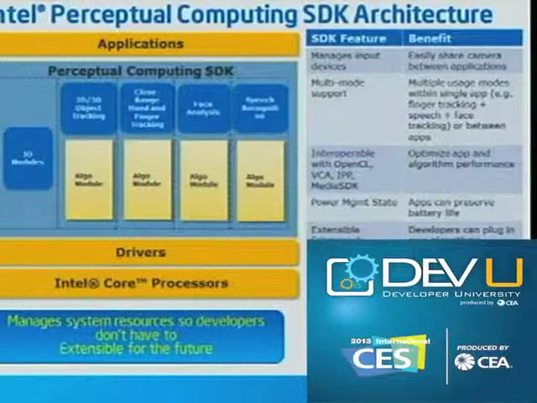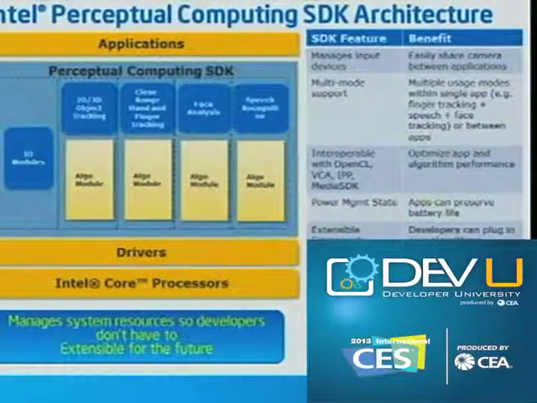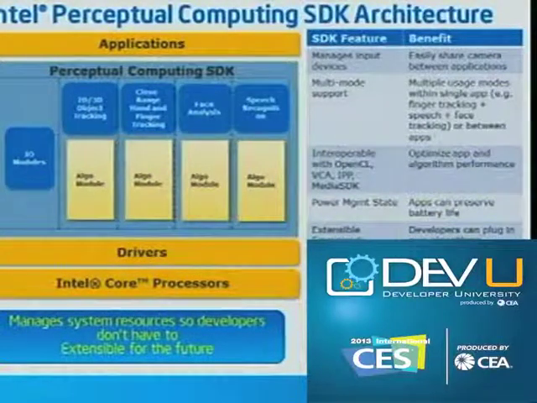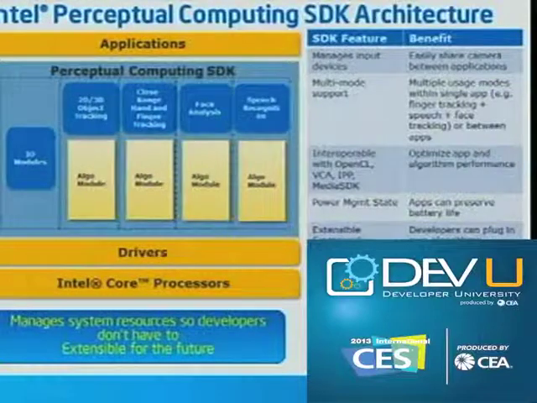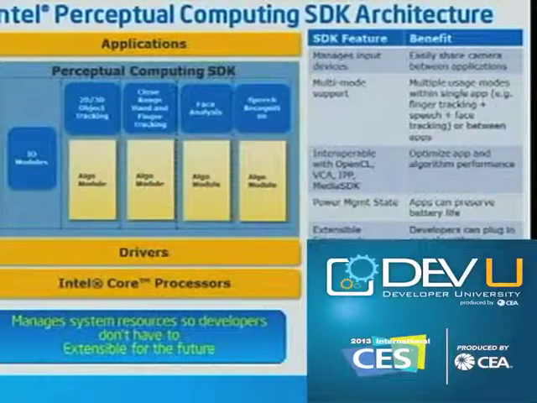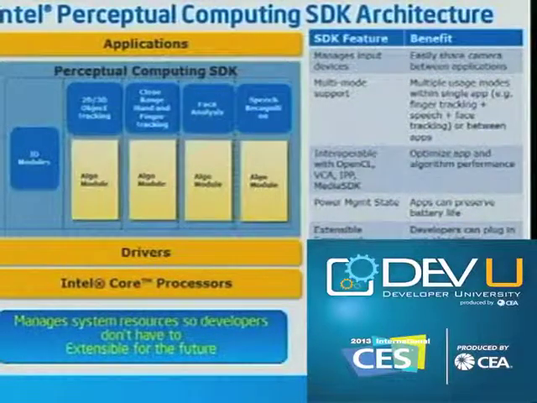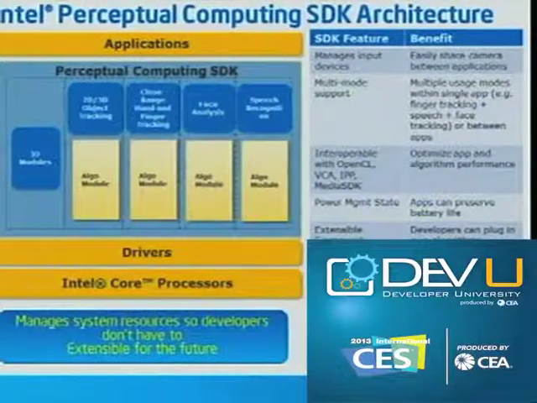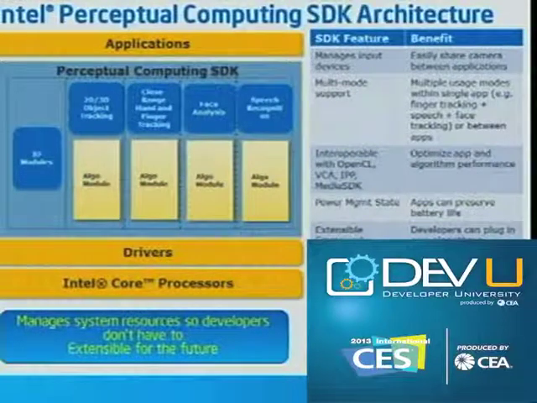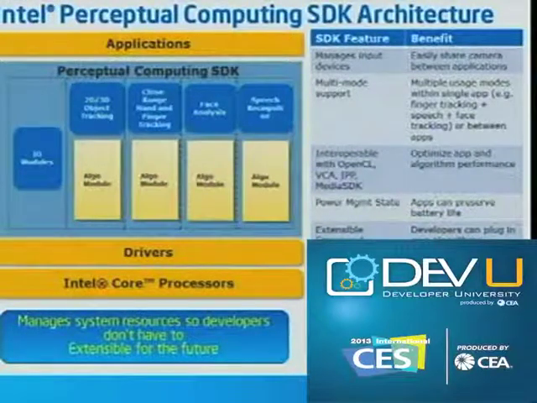As you can see, we have algorithm modules for each of the usage modes that we support today. As I mentioned earlier: 2D, 3D object tracking, close range hand and finger tracking, face analysis, and speech recognition. Now, with the SDK, we've created an extensible framework. So over time, it's extremely easy for us, or even for you as developers, to add your own algorithms.